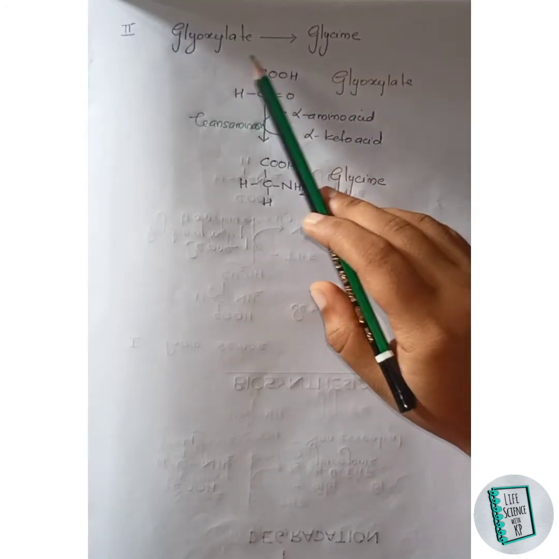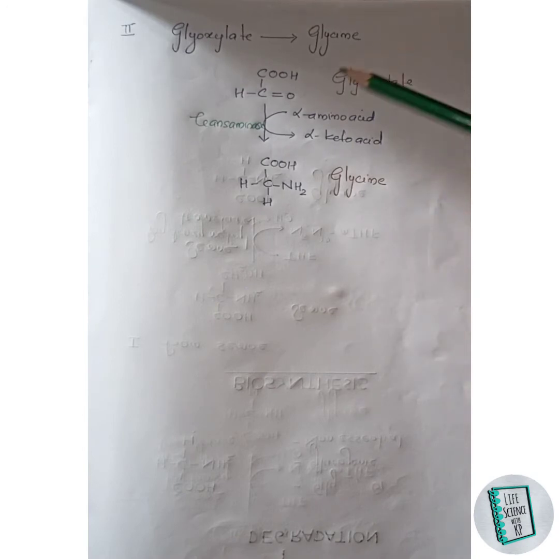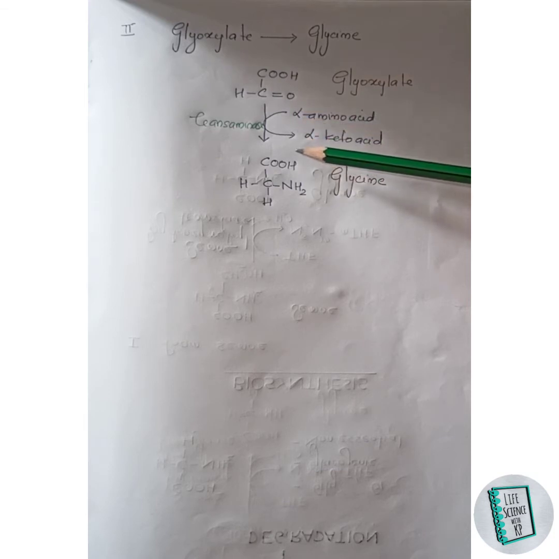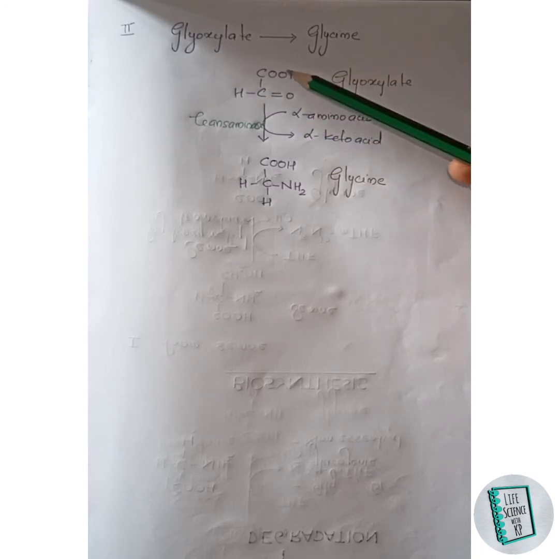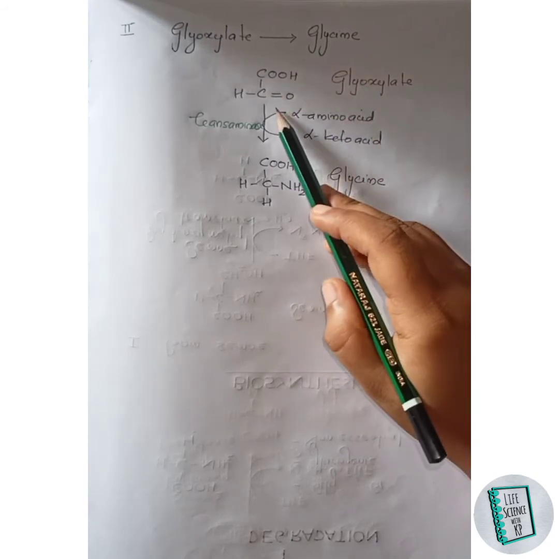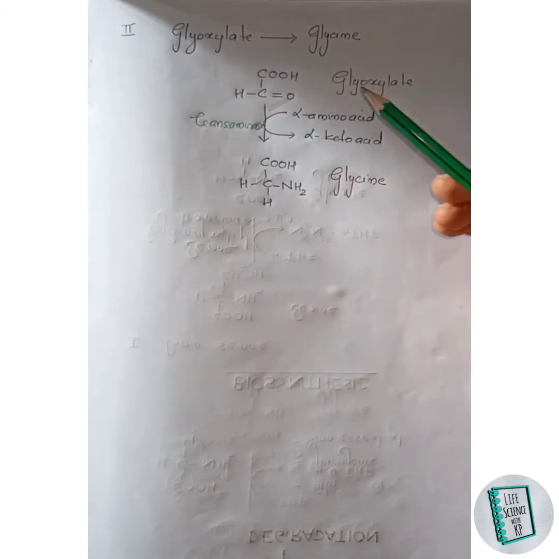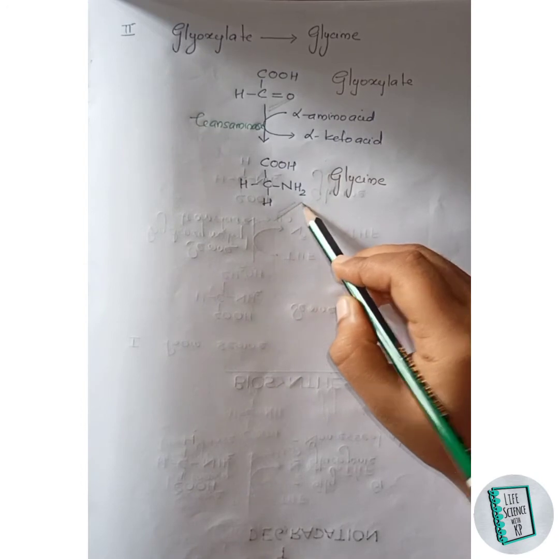Now let us move on to the second pathway, where glyoxylate gets converted to glycine. Here this is the glyoxylate structure, and it gets transaminated in the presence of transaminase enzyme to form glycine. Here an alpha amino acid comes, leaves us a keto acid, and gives its amino group to this glyoxylate in replacement of this keto group. Thus glycine gets formed. This is the second pathway.